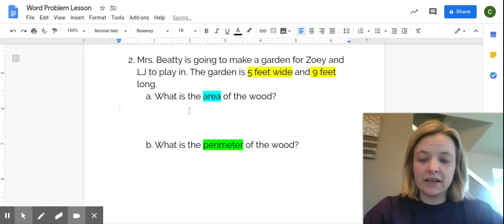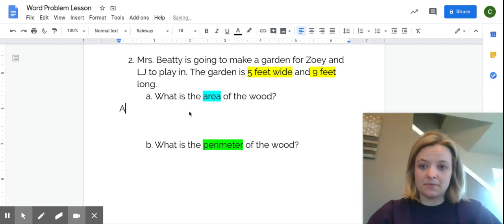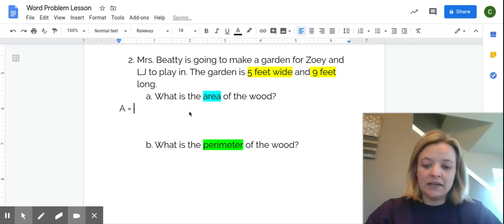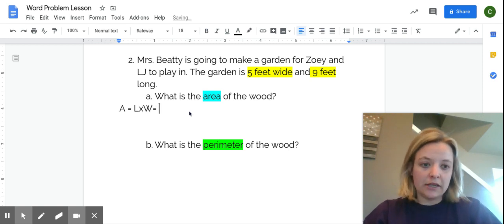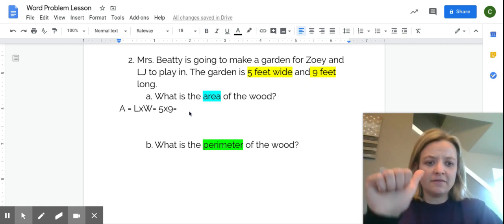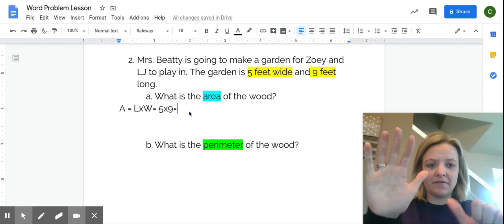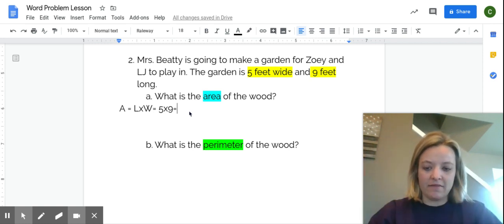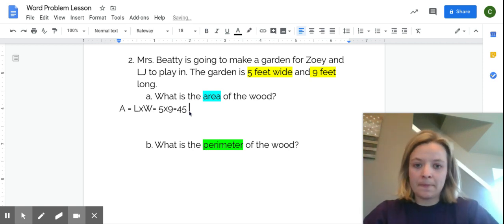All right, area again. By now you guys should have these equations memorized since we've been practicing. Area is length times width, which looking at my word problem, it is 5 times 9. Now I know my 5 facts: 5, 10, 15, 20, 25, 30, 35, 40, 45. 45 feet squared. That is my area.